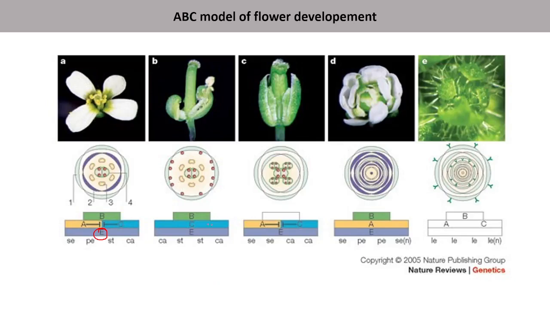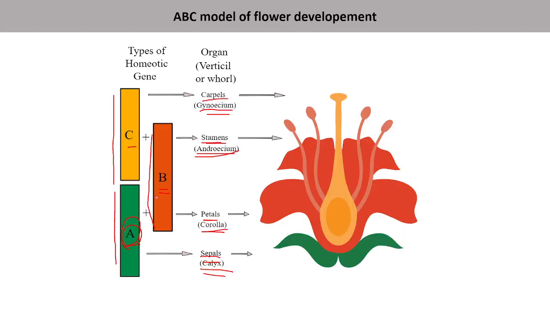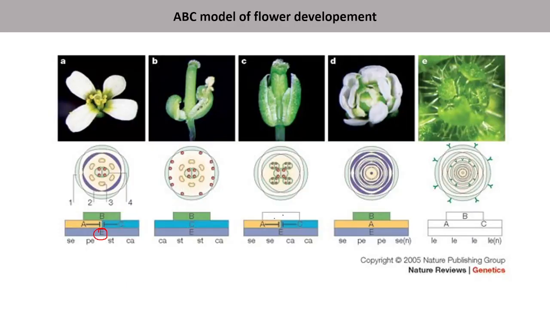Now in second case, the gene A is not expressing, but B, C and E are all expressing. So when we go back to this figure, when we say that A is not expressing, that means the sepals of this flower will be missing and everything else will be there. Okay. Now in third case, the B gene is missing from here.